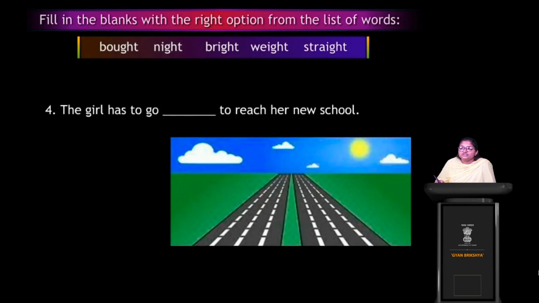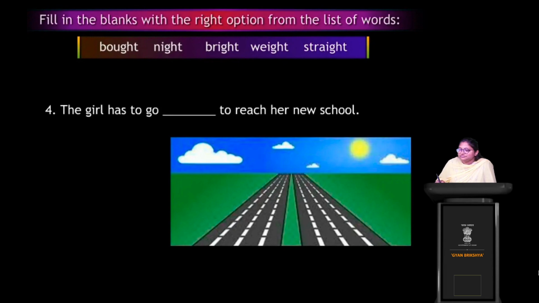Okay. The girl has to go dash to reach her new school. কি হবে? Look at the options, take the help of the picture, and then tell me. The girl has to go, right, very good. The girl has to go straight to reach her new school.